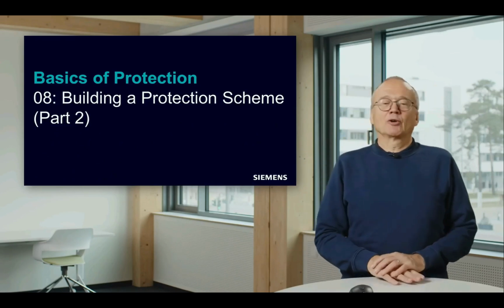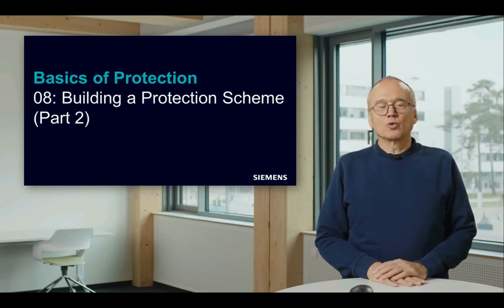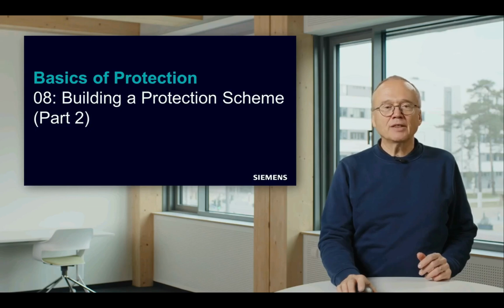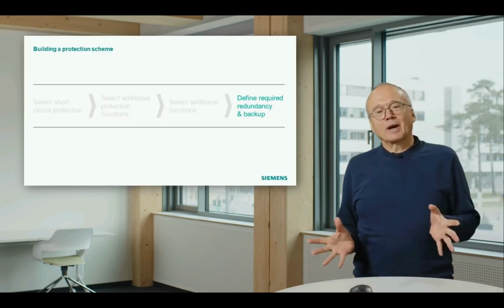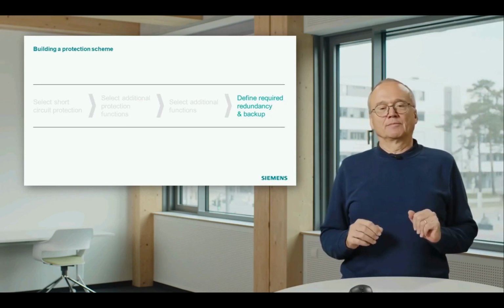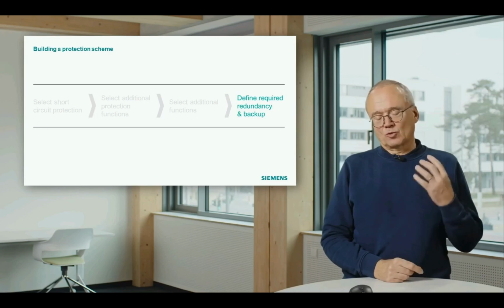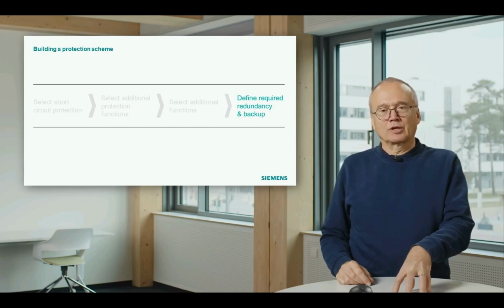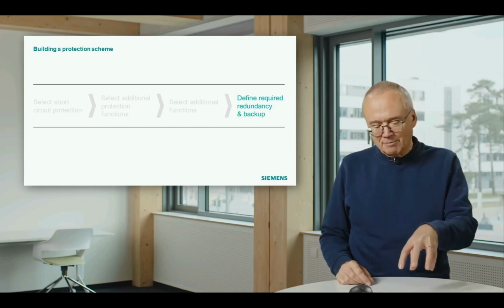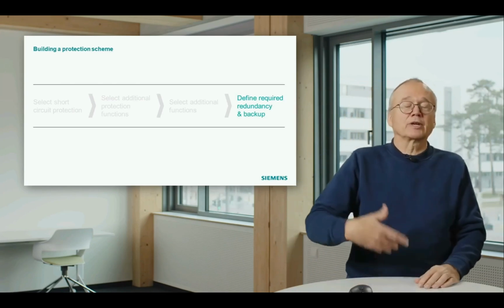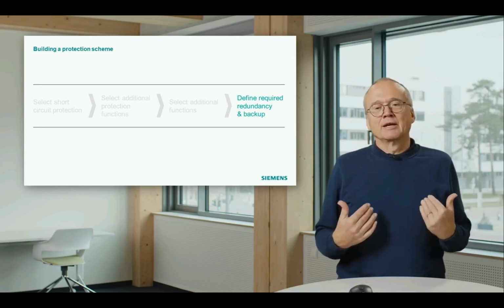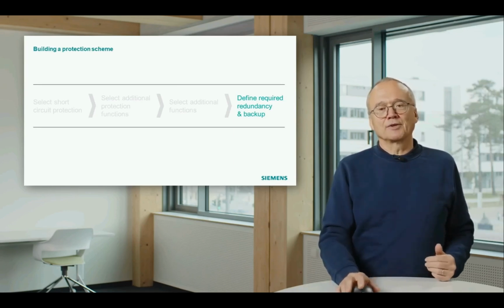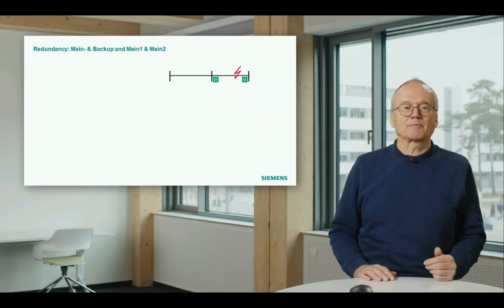So after these considerations about reliability, I would like to do the remaining part of our section, building a protection scheme. That means look at the required redundancy and backup level. And the leading idea in this context is always what happens if one protection relay doesn't work as desired. That can mean you have a failure of a protection relay, of wiring, of the circuit breaker, and whatever. Then the protection scheme must be designed in a way that another relay takes over this responsibility. And there are different concepts to do that.